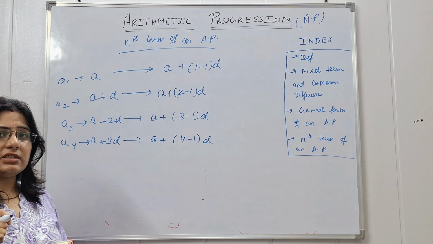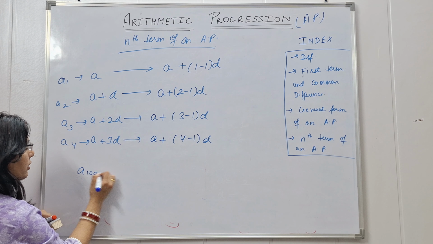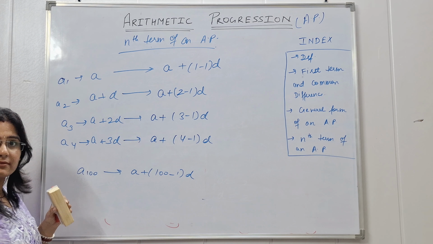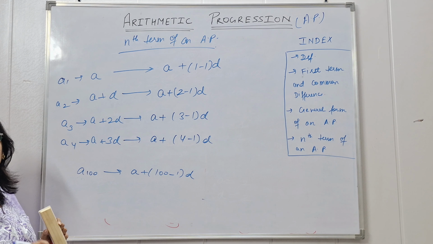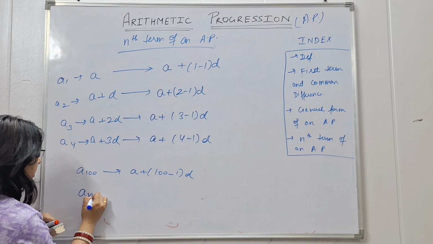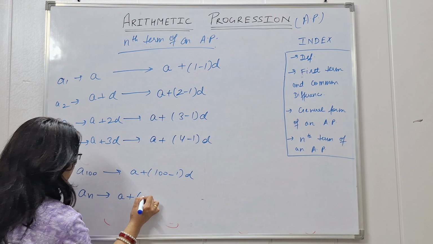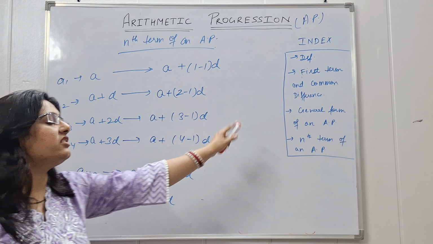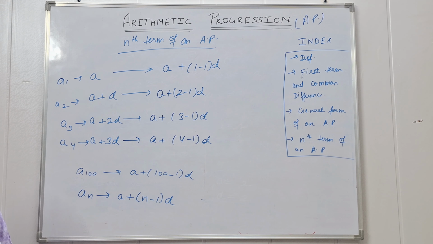क्या इससे ये बात समझ नहीं आ रही कि a100 अगर हमें लिखना हो तो क्या करेंगे? a plus (100 minus 1) into d. If you want to write, n can be any natural number, then an will be a plus (n minus 1) into d. This is nothing but the nth term of an AP.